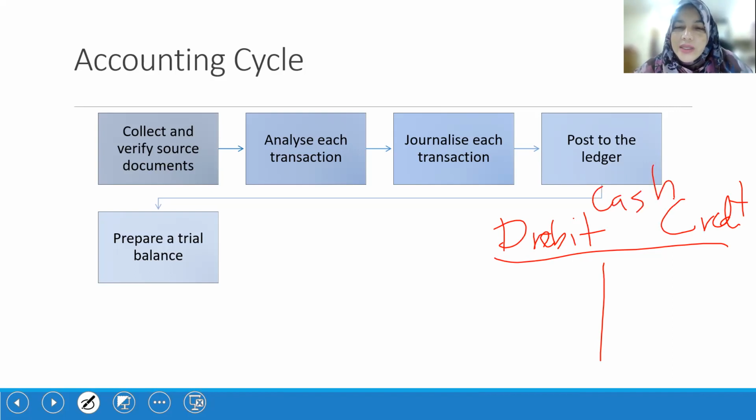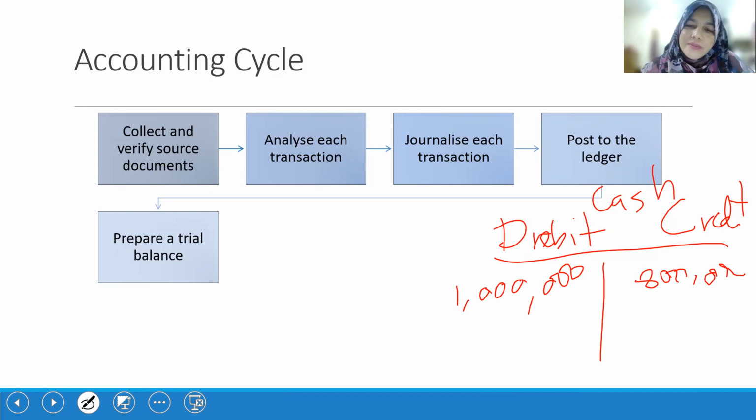So the cash account, when it is about debit, means that the company receives money, let's say from a shareholder who puts in 1 million. So when the shareholders put money in the company, it will be a debit of cash. And then when the company uses 800,000 of the 1 million to buy a building, it will be recorded as a credit transaction of 800,000, which is actually about the building.